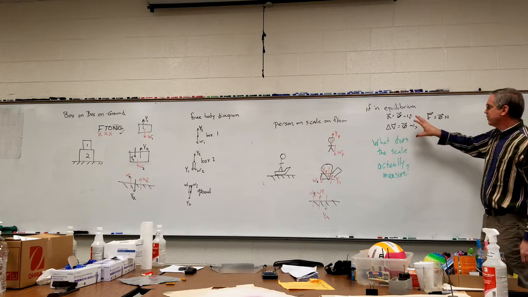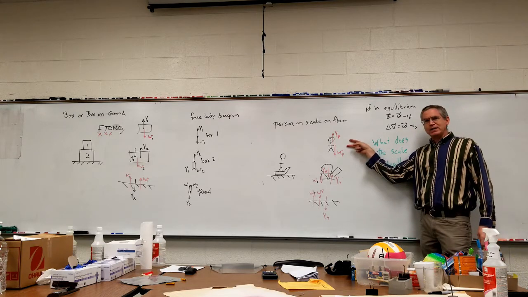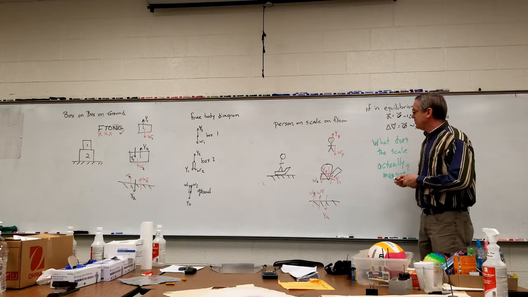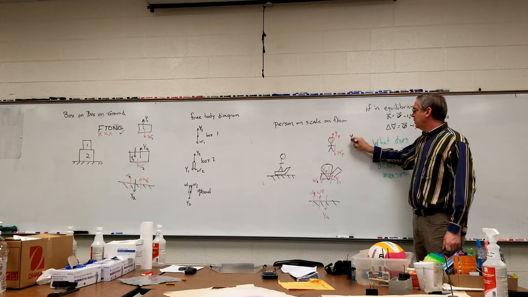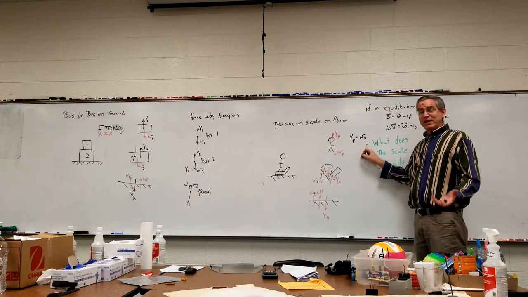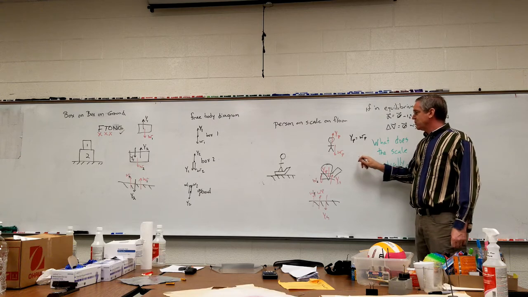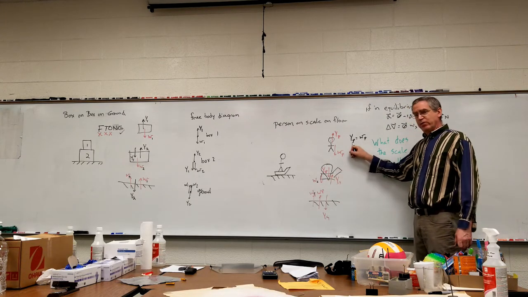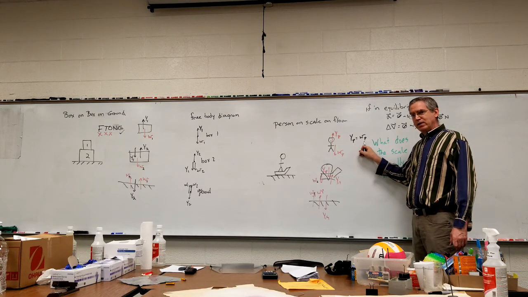So if the person is in equilibrium, the total force acting on him must be 0. In other words, the force up equals the force down. So if he's in equilibrium, y sub p is equal to w sub p. So the normal force and the weight have the same value, I should say. And that is why, since the normal force was applied to the scale, if he's in equilibrium, the normal force is what's being measured, and that should be equal in magnitude to the weight.